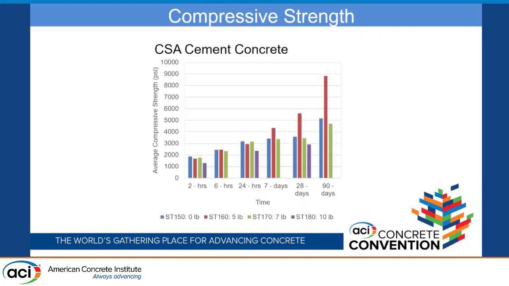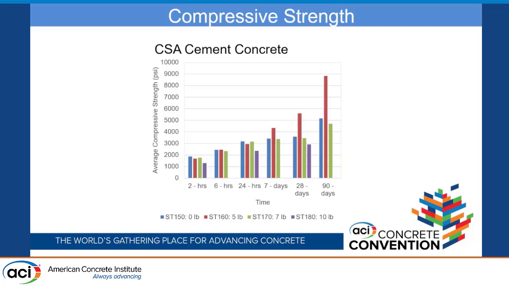So if we look at some of the results that we saw from these materials, if we look at compressive strength, we can see the blue bar being our reference mix design with no internal curing water. And I should say that all of these specimens were cured in air, so there was no external curing added to them. We can see that we consistently get a higher compressive strength with the 5 pounds of internal curing water, but we don't see a whole lot of difference with the other additions.